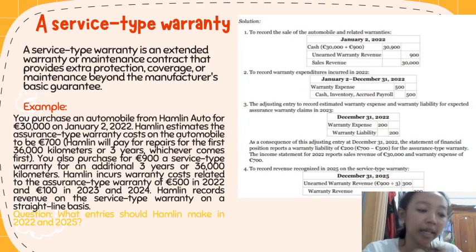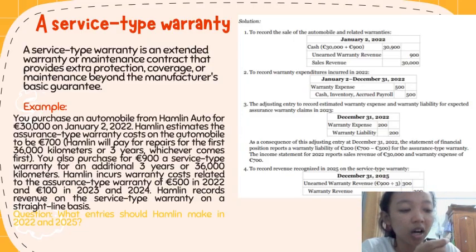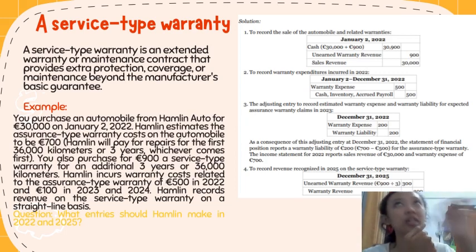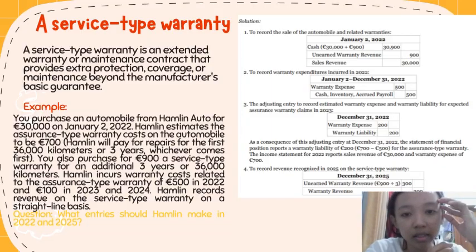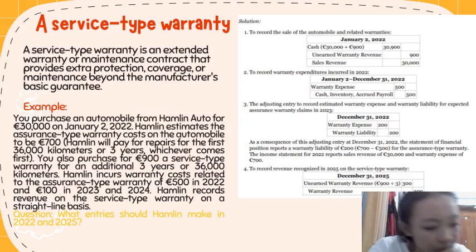So in the debit side, we have account warranty expense for 200. Meanwhile, in the credit side, we got the warranty liability with the same amount, which is 200. It is taken from the first warranty that is included in the 30,000, which is 700, right?